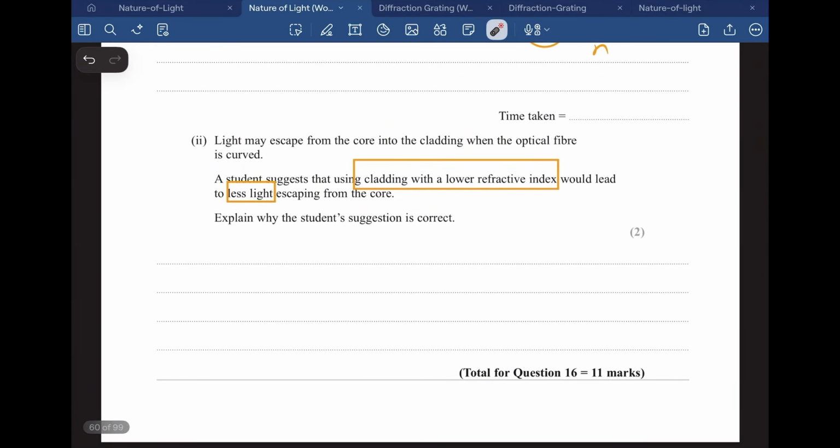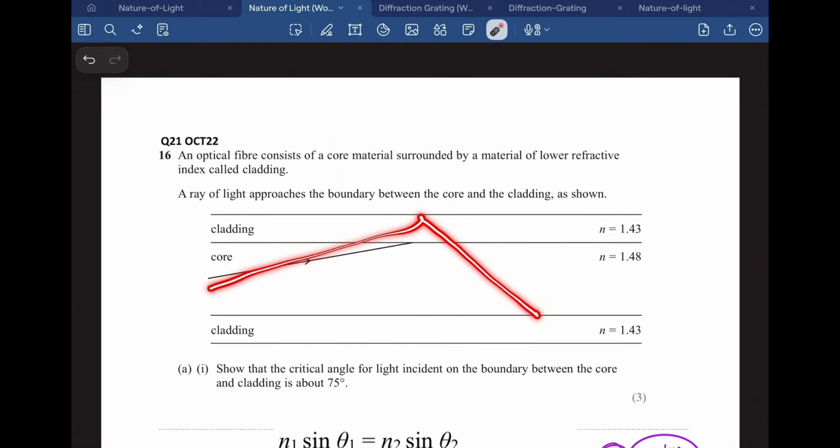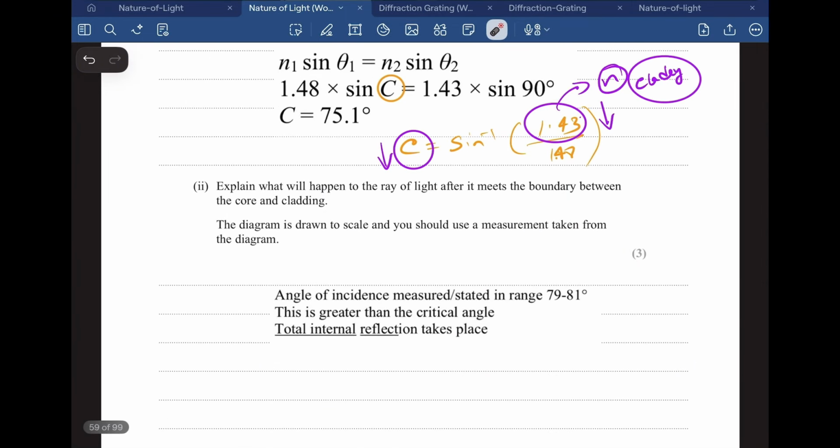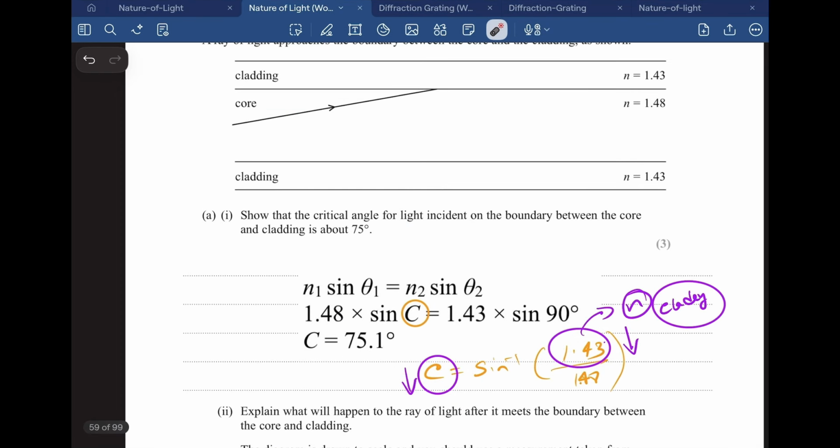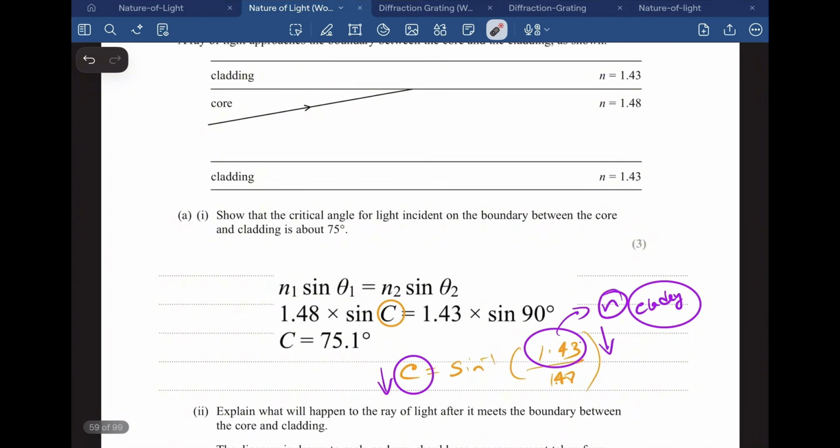Let's read the question again. It says light may escape from the core into the cladding when the optical fiber is curved. A student suggests that using cladding with a lower refractive index would lead to less light escape. Why will less light be escaping? Because more of it will be reflected back into the core and less will get the chance to refract. Less light refracted, more light totally internally reflected. And why is more light totally internally reflected? Because when you use a smaller refractive index, the critical angle gets smaller. So when the critical angle gets smaller, most of the incident light will hit the boundary at an angle greater than the critical angle.